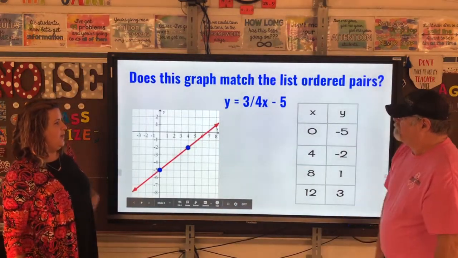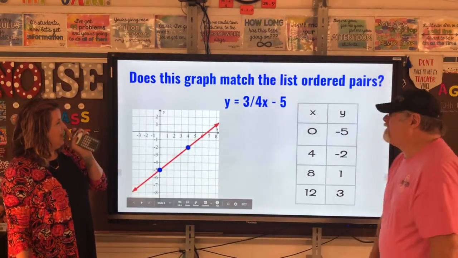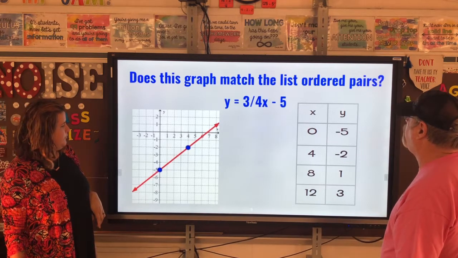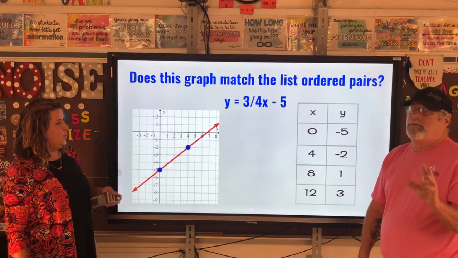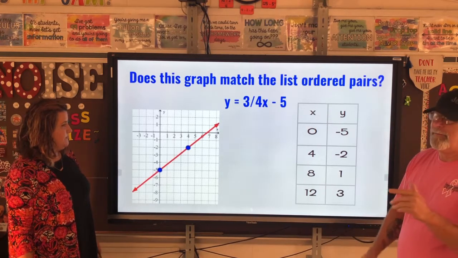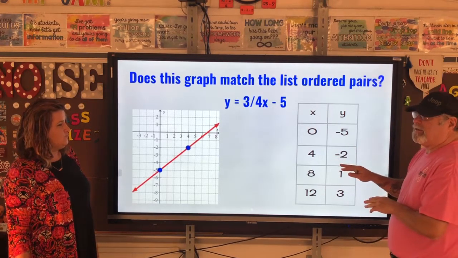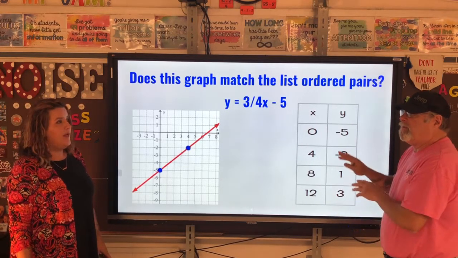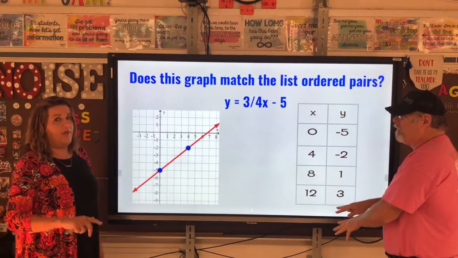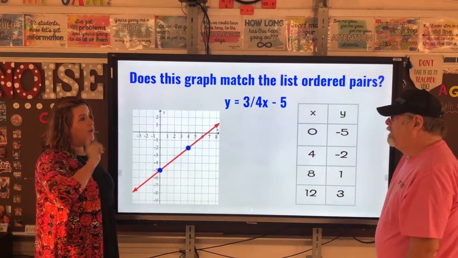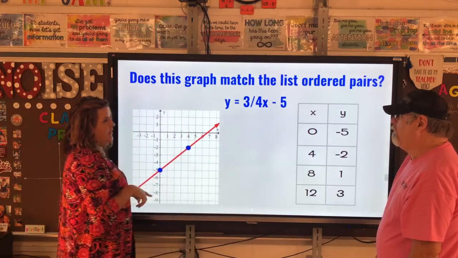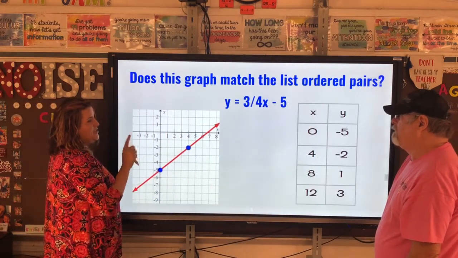Oh, this one. Now we got a lot. This is a little different. So let's see. Does this graph match the list of ordered pairs? Now, you gotta be careful here because I know there are tricky teachers out there that might make a couple of these not match. So we want to make sure that the whole table matches. Could we, Mr. Lamb, just match some of these points to the graph? Well, we could as long as they match. So let's go through them, right?